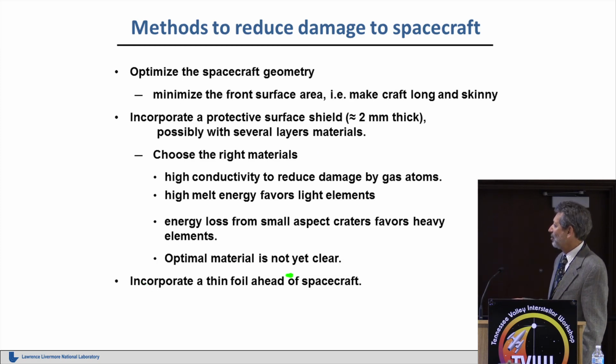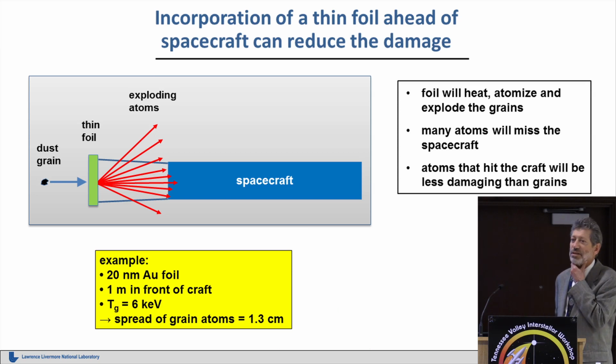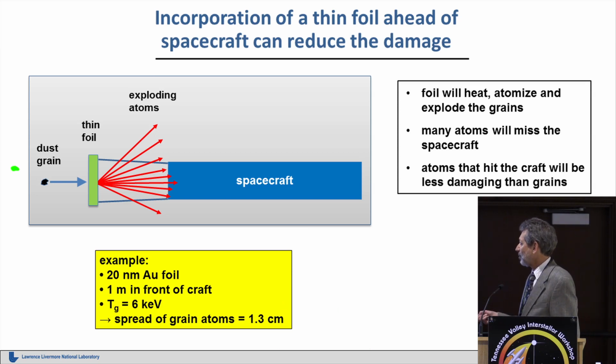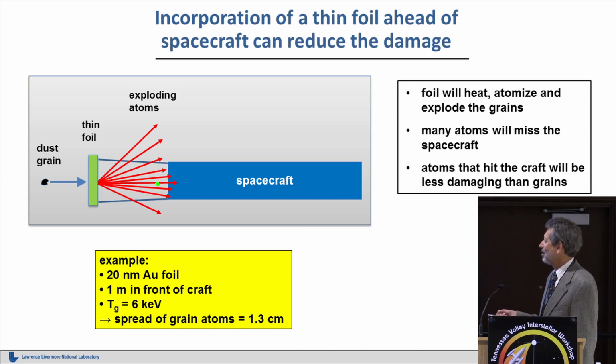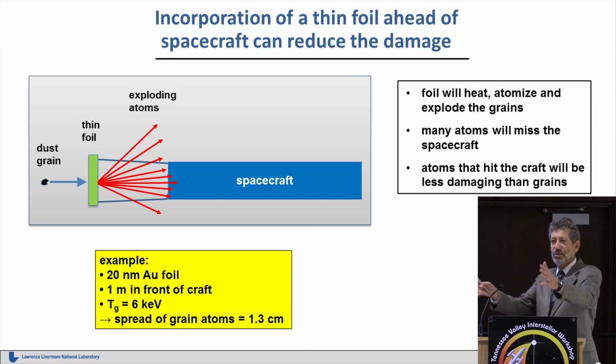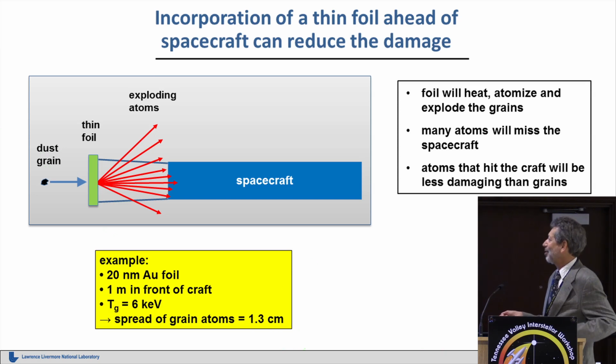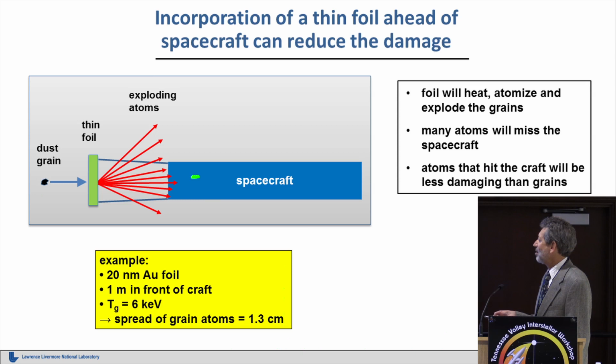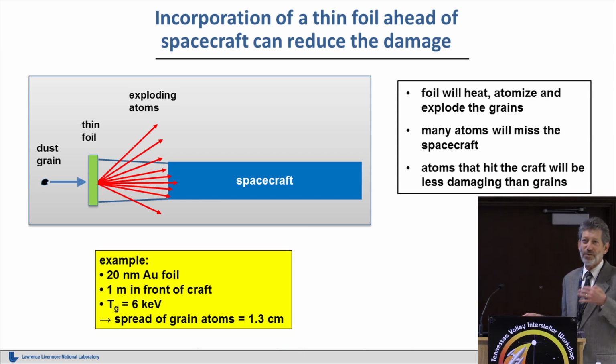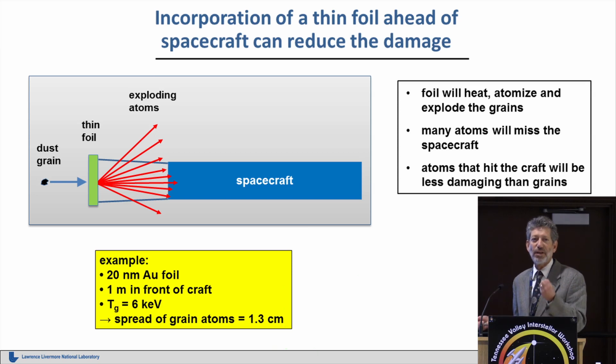Another idea I'll describe in a bit more detail is incorporating a thin foil ahead of the spacecraft. So here's this idea in cartoon form. Here the spacecraft is moving to the left, and in the reference frame, the dust grain is coming from left to right. If you put a very thin foil out in front, the dust grains will penetrate through this foil and get heated up. They'll get atomized and ionized. And these atoms will fly off in some cone of directions. Some of them could miss the spacecraft, which helps you avoid damage. And the atoms that do hit the spacecraft, we believe, will in net cause less damage than if the grain hit the spacecraft itself.